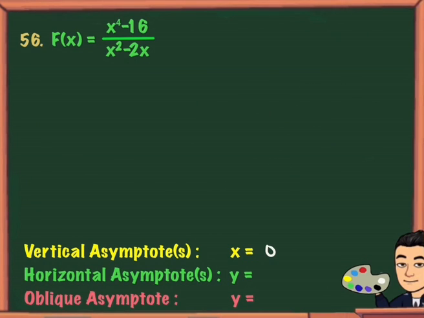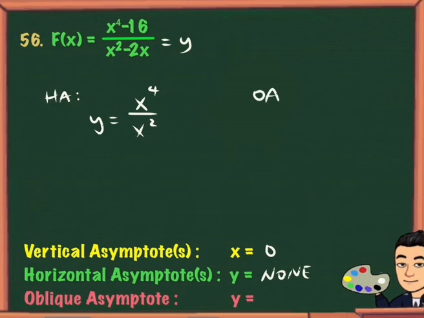I'm going to erase everything. The horizontal asymptote is going to be, you set this equal to y, right? So y, you're going to compare the highest degree of numerator and denominator. It looks like the numerator is higher, so that's going to be none for the horizontal asymptote. So this is for the HA. Okay, so for the oblique, if I have 2 degrees higher, that means that I'm not going to have an oblique asymptote.